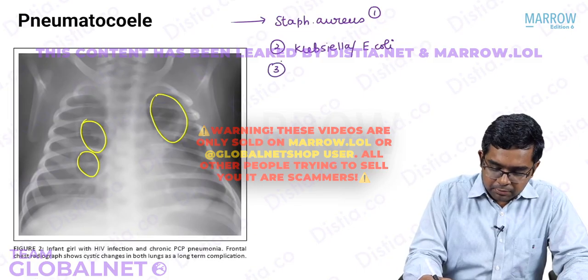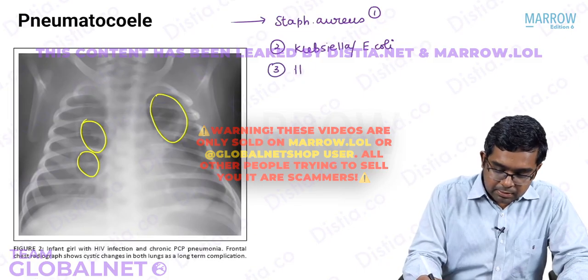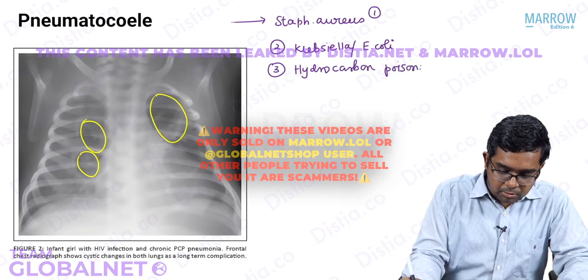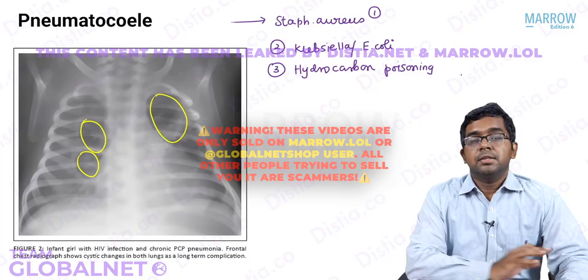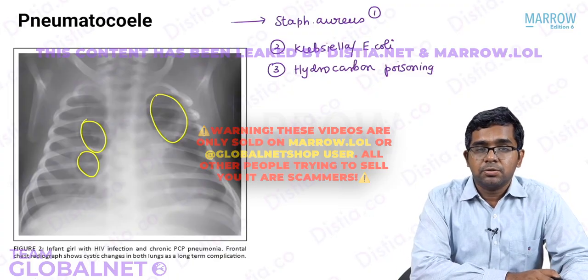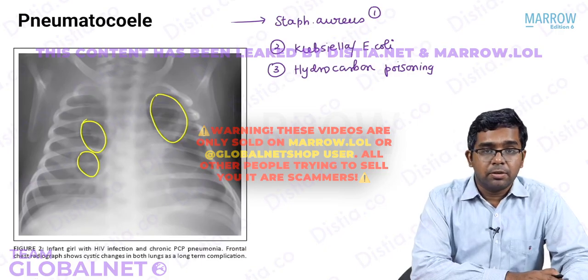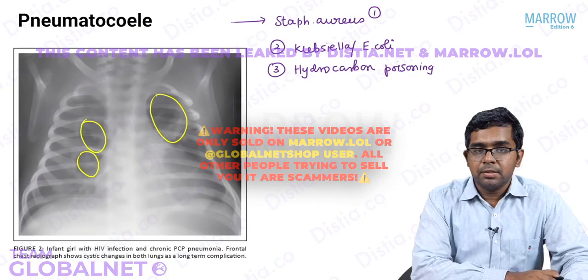And third important condition where you can get pneumatocele is hydrocarbon poisoning. These are three important conditions which are associated with pneumatocele, which can very well be asked as a radiology question in your exam. So you should make a note of it.